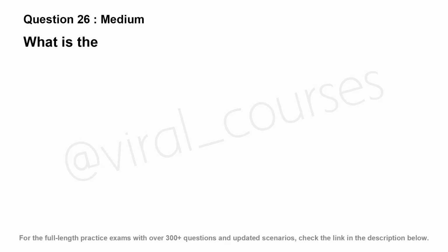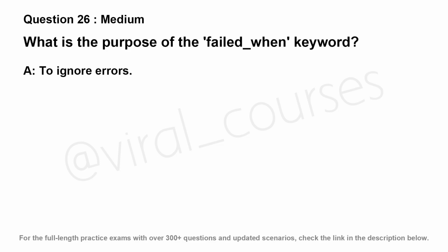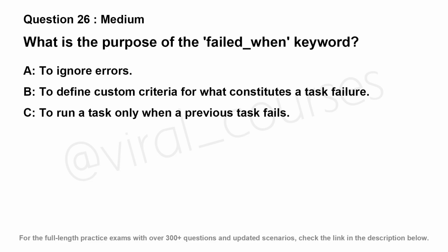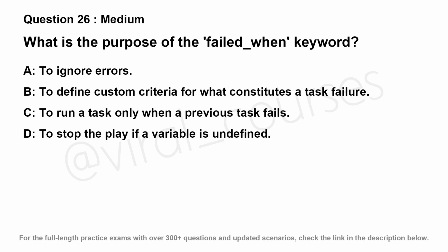What is the purpose of the failed_when keyword? Option A. To ignore errors. Option B. To define custom criteria for what constitutes a task failure. Option C. To run a task only when a previous task fails. Option D. To stop the play if a variable is undefined.